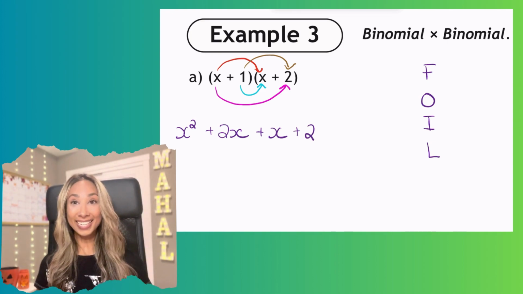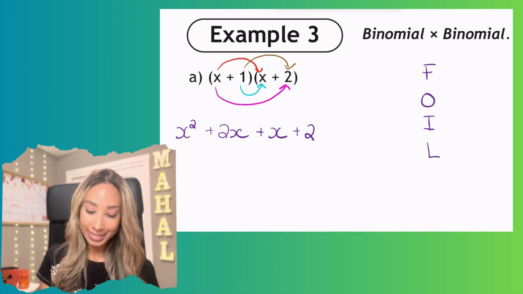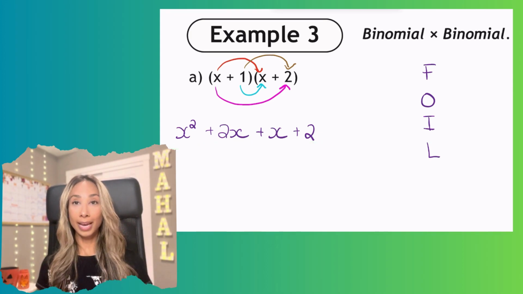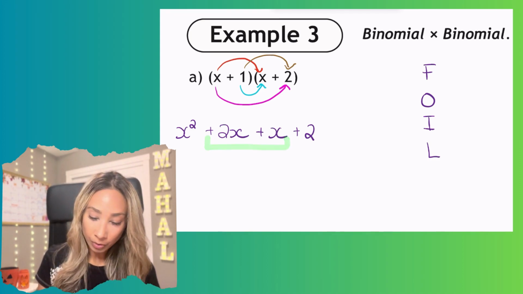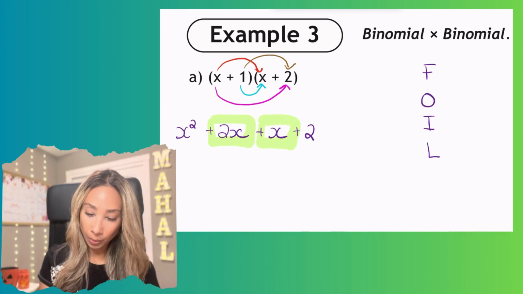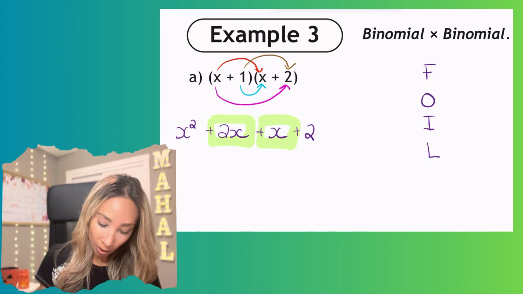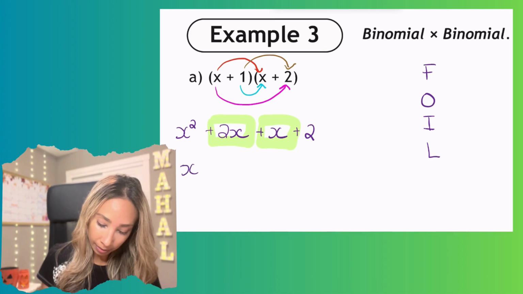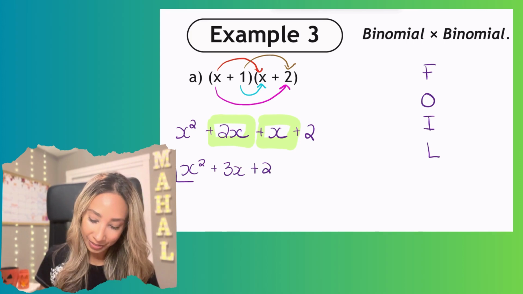All right, so that is the FOIL piece, and now we need to look for any like terms. I'm scanning the whole thing and I see 2 like terms, and this will often be the case with standard FOIL. Your like terms most of the time will be hanging out here. Not always, but most of the time. So I'm going to put a little box around them, and we're adding 2x plus x. That's going to be 3x. So altogether, my simplified version becomes x squared plus 3x plus 2. And that's the answer for this example.